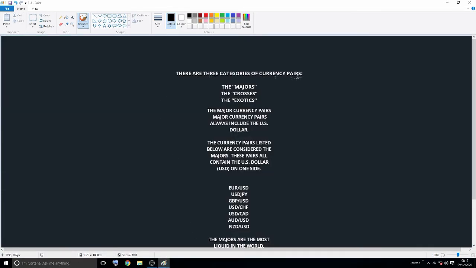There are three categories of currency pairs. We have three types of currency pairs. We have the majors, we have the crosses, known as minors, and the exotics. The major currency pairs always include the US dollar.